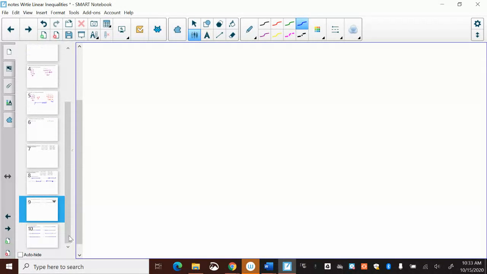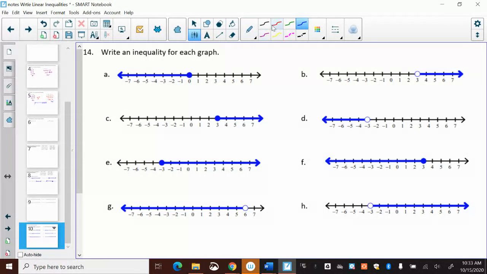Last thing is a page here. I'm going to get off the blue so you can kind of see. I'm going to do the first 4, and then you can do the last 4. I'm going to give you the number line. You need to write the inequality. You can use any variable you want. I'm going to use n this time for a number. The arrow's going to the left, indicating less than. The circle is closed, or equal to, and the number is at 0.